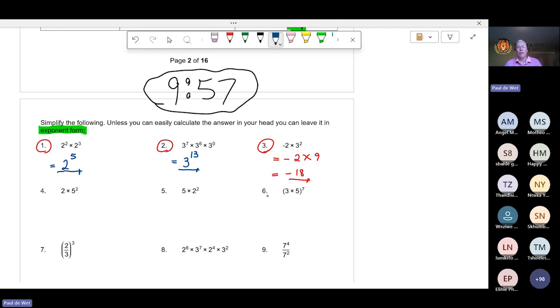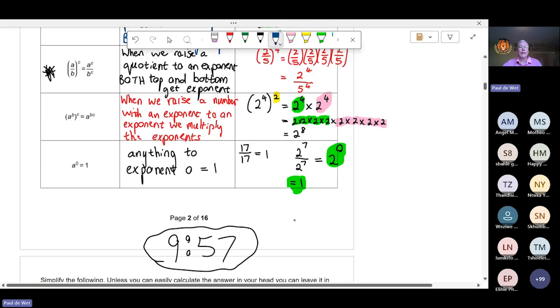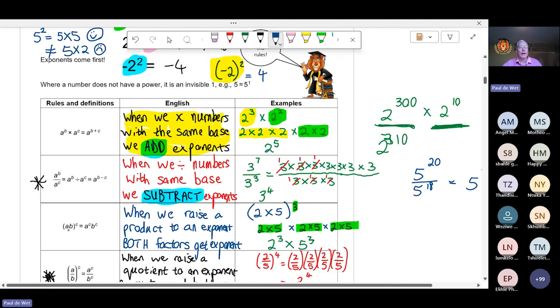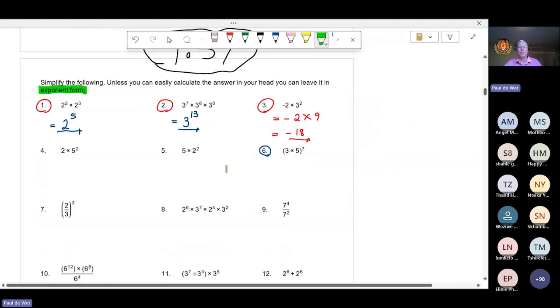So if we look at question 6 quickly, what we've got here is a product, 2 things raised to the power of 7. Just to remind ourselves where that appears in our rules, if we scroll back here, that's the rule I'm highlighting now with green. When you've got a product raised to an exponent, both the things must get the exponent. So our answer here is going to be 3 to the 7 times 5 to the 7.